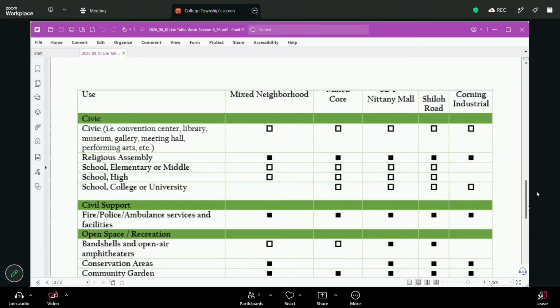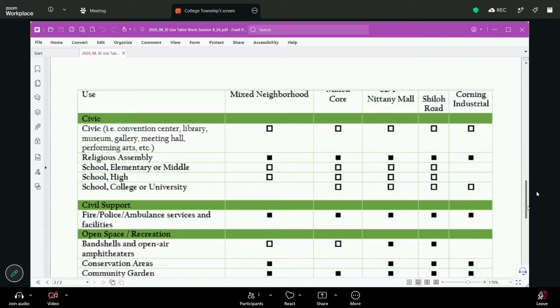Okay. Fire, police, ambulance, across the board. Open space and recreation is generally everywhere. You'll see the band shell and open air was conditional just because of the location of it in a neighborhood setting, so you would likely want to set some conditions in terms of timing and things. Given that you changed Corning industrial, we can add that into that section.